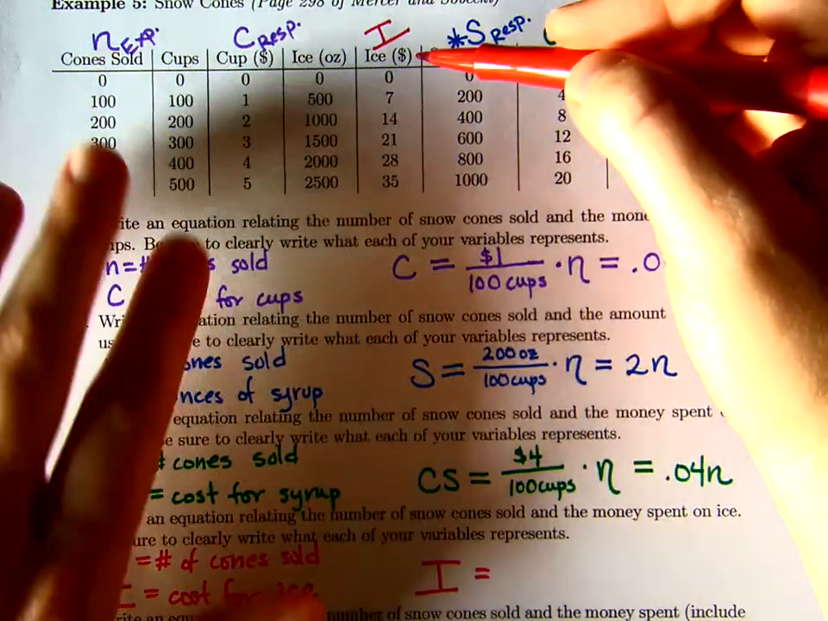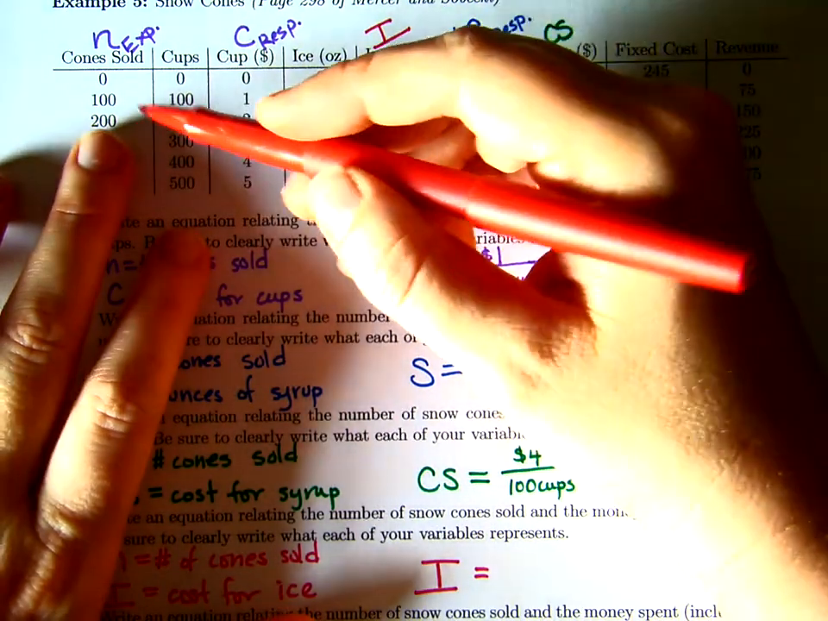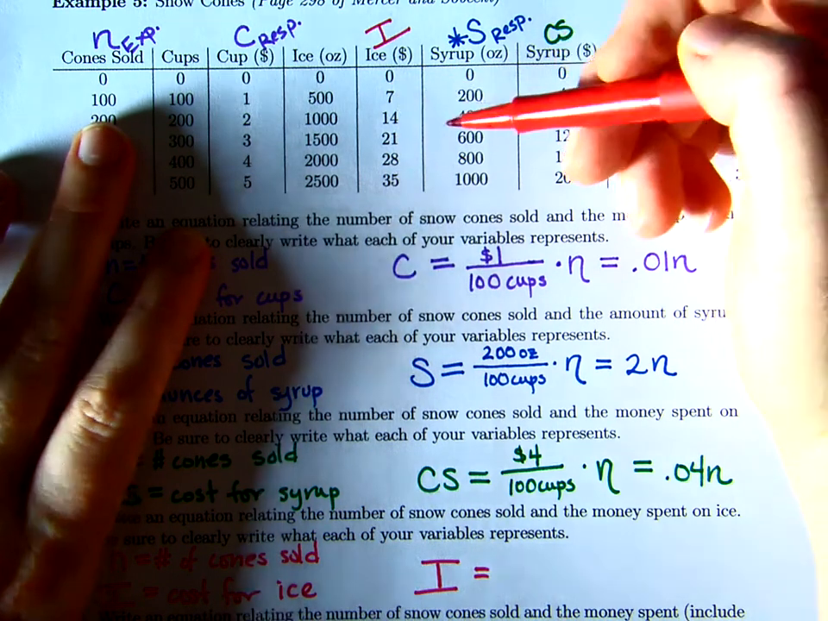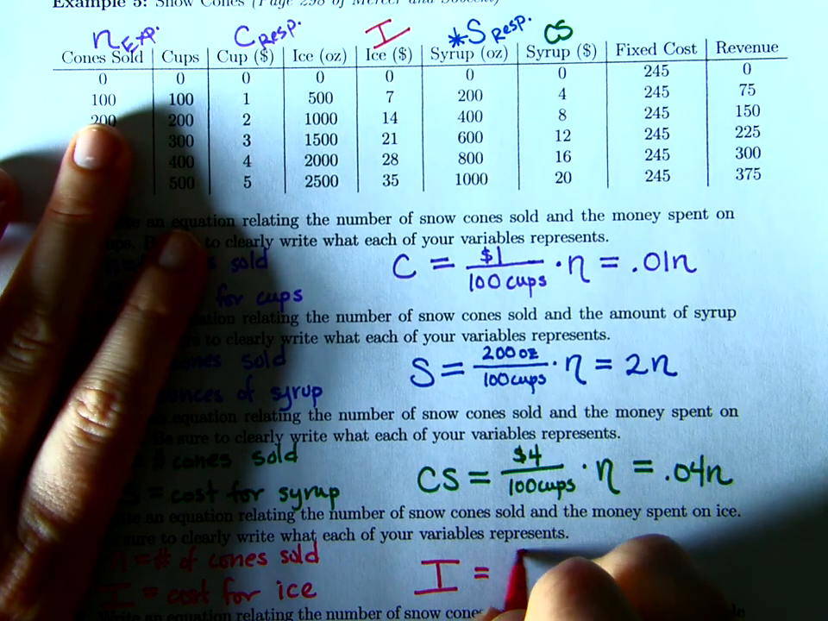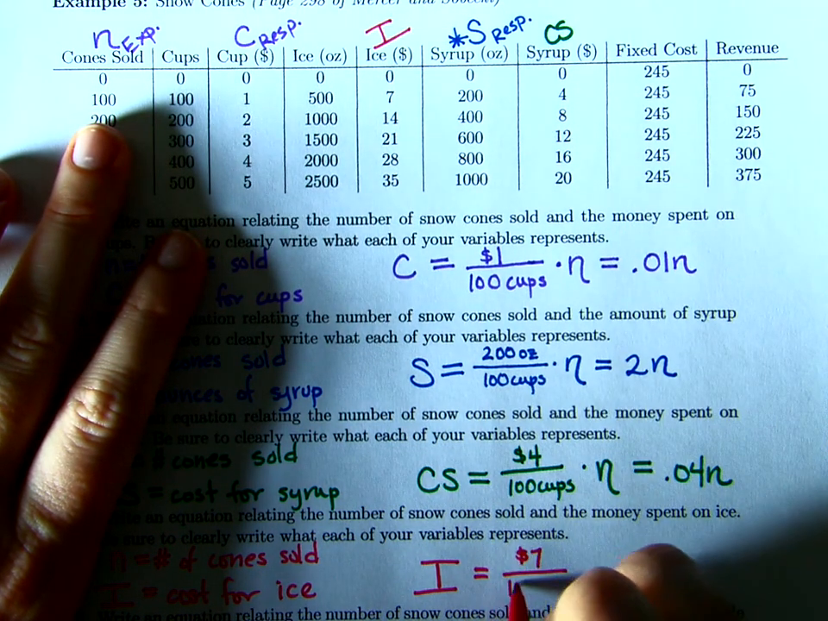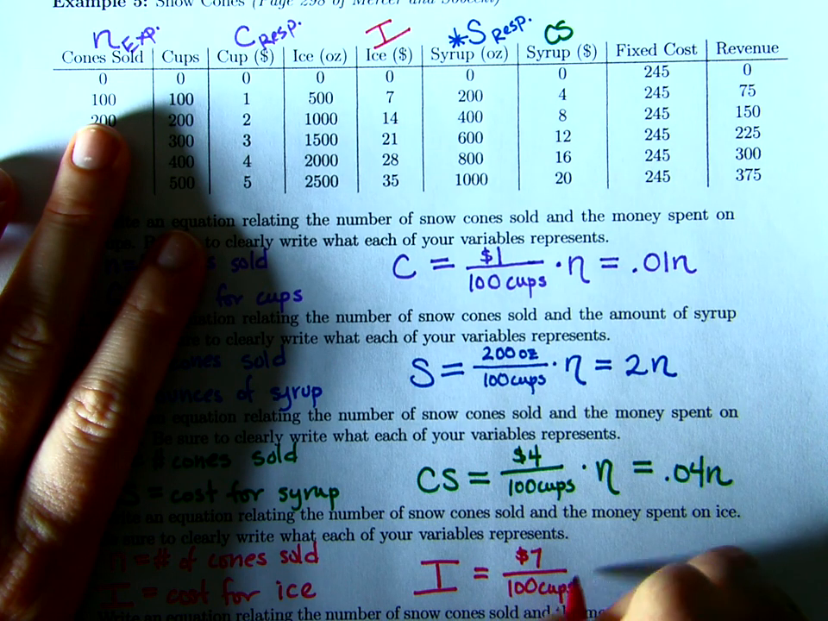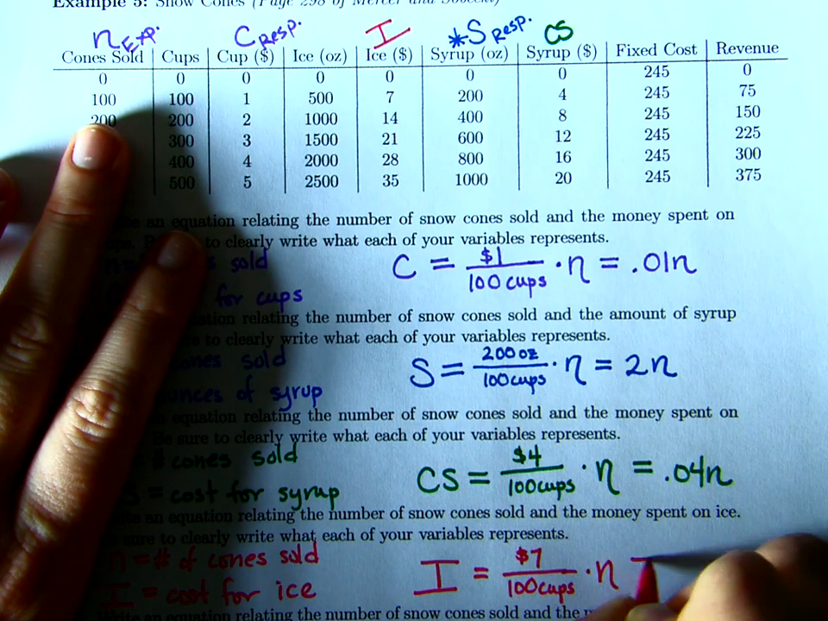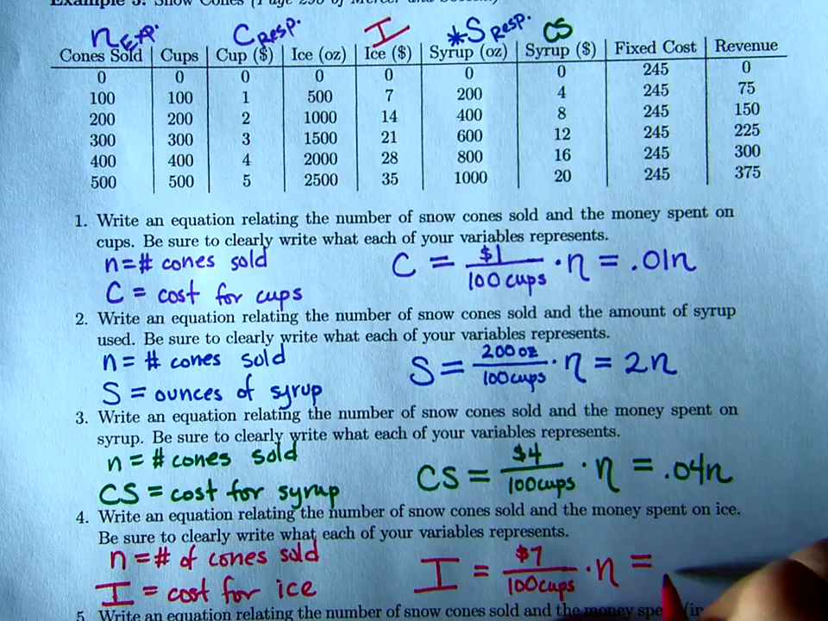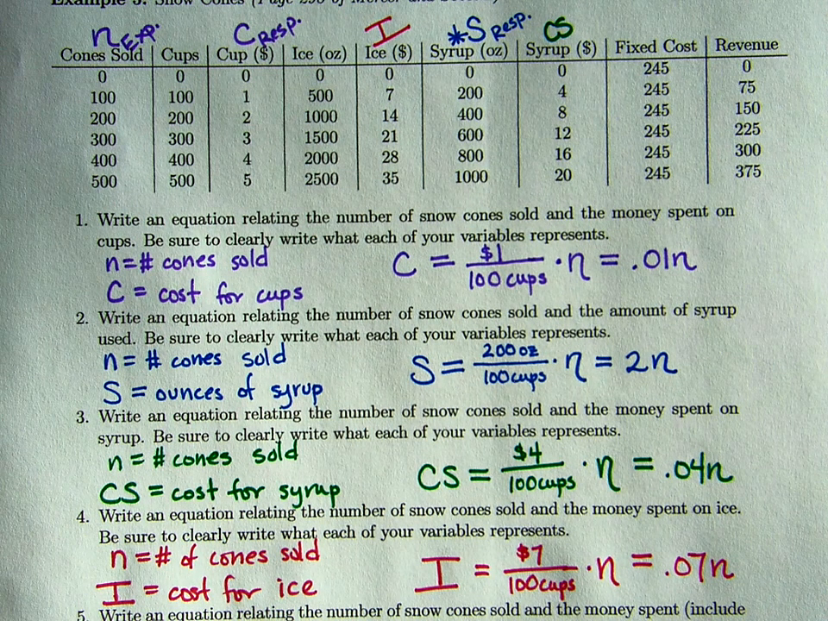Okay, I've kind of gotten the hang of this. This is $7 for 100 cones sold, so 7 cents a pop. $7 for 100 cups times the number of cups we are selling. 7 cents times N is the cost there.